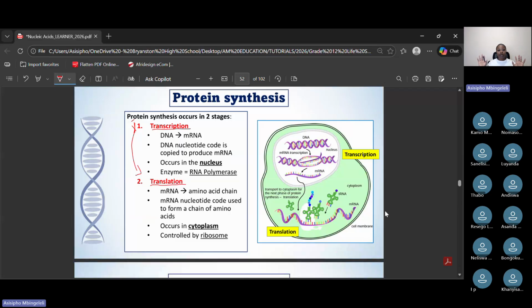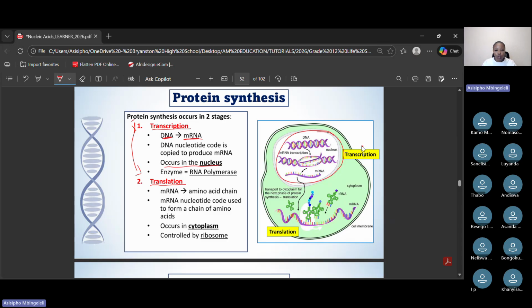Let's look at this. Now, the most important thing to note here is that with transcription, which is the first stage, we are going to use DNA to form a certain type of RNA, which is messenger RNA. We are going to use the genetic code. Remember, I spoke about a genetic code in order for us to form messenger RNA. Where is this taking place in terms of location? It is taking place in the nucleus. There is the nucleus. There is the process.